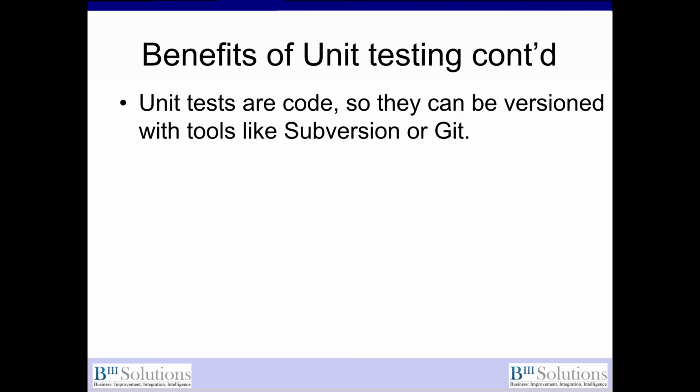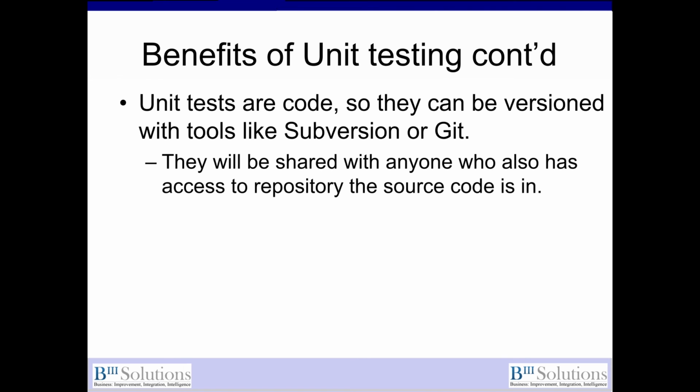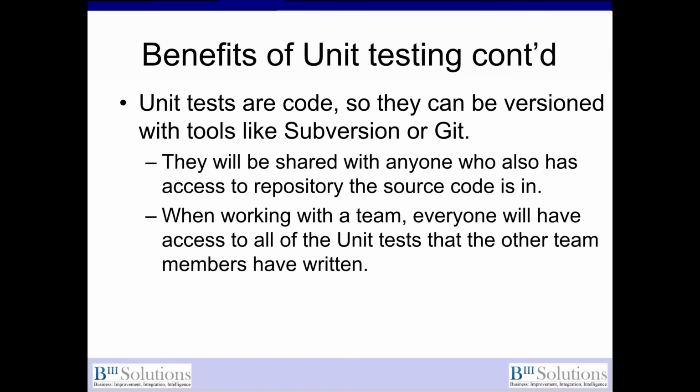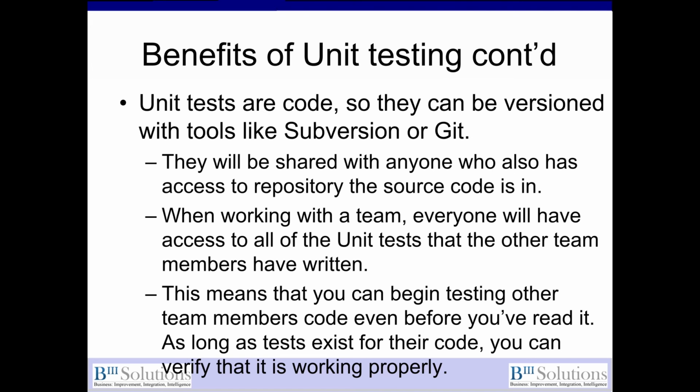Obviously, as we saw before, unit tests are code, so that means they can be versioned. If you're using versioning tools like Subversion or Git, they're part of the project. What that means is that anyone who has access to the project, developers included, is going to have access to all that code and the unit tests. This is advantageous because not only will the other members of the team have access to your tests, but if they're also contributing to the greater pool of unit tests, you're going to have access to all of their tests as well.